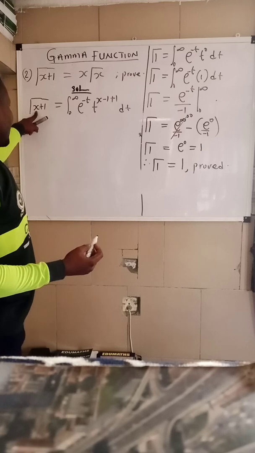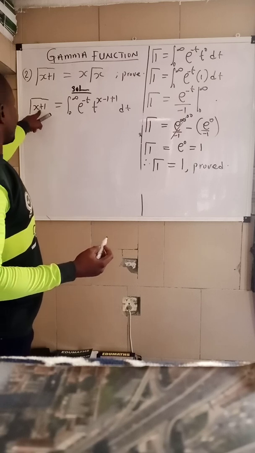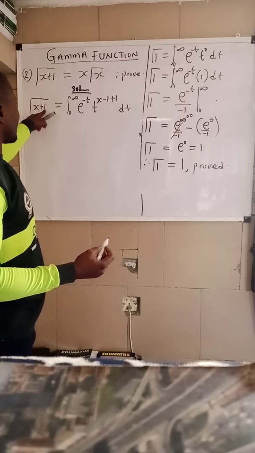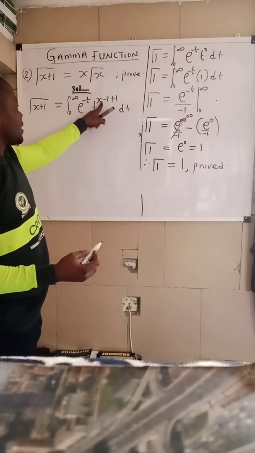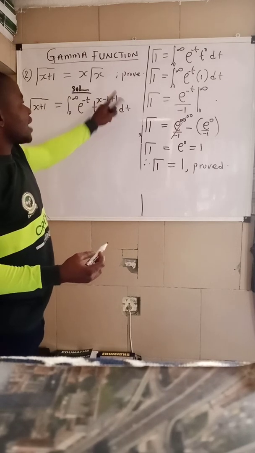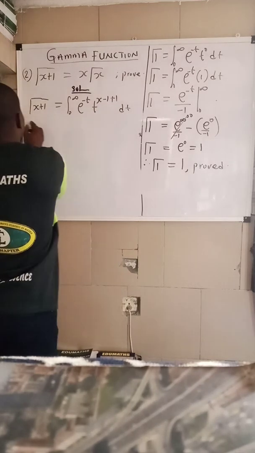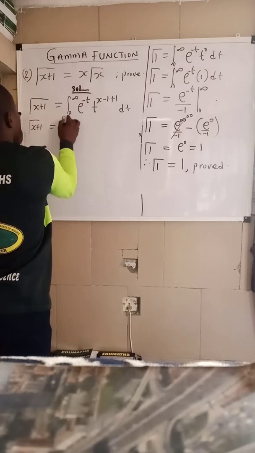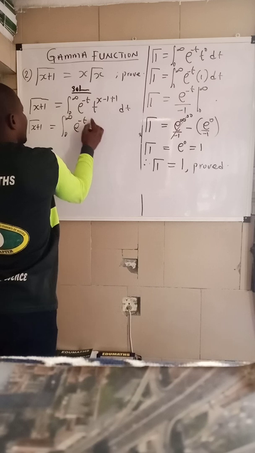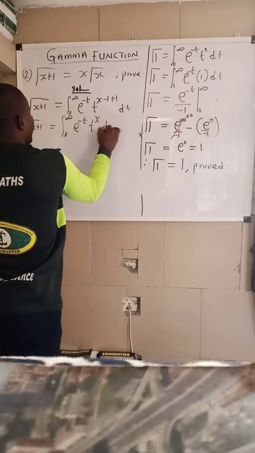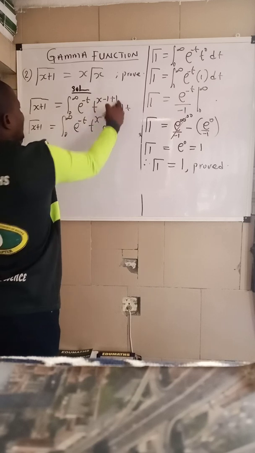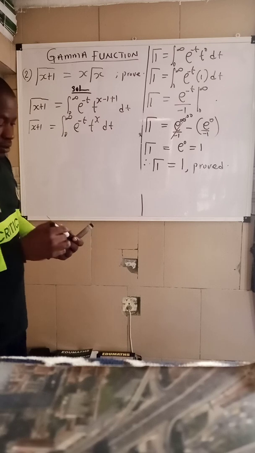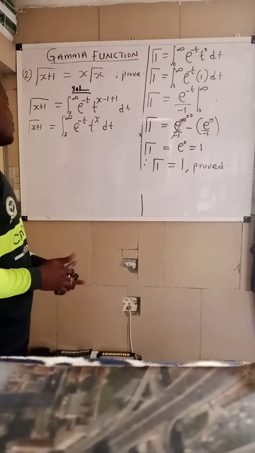Here, 1 was added to x. So in this definition, we are going to add 1. That is why we have it. So from here, gamma of x plus 1 is equal to the integral from 0 to infinity of exponential minus t raised to x dt. Okay, this will cancel this. So that is what we have.